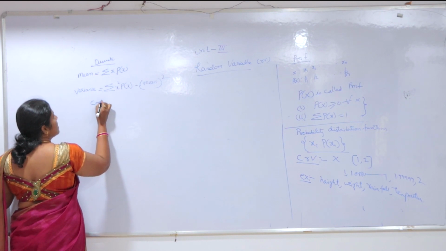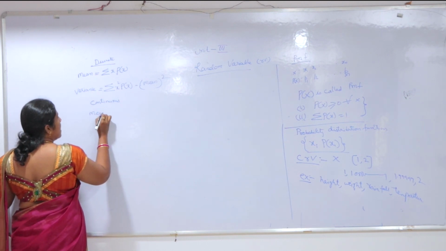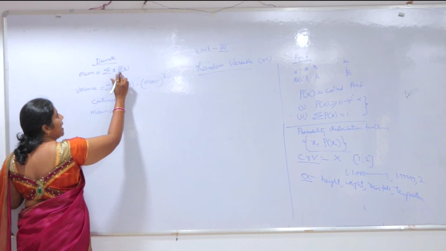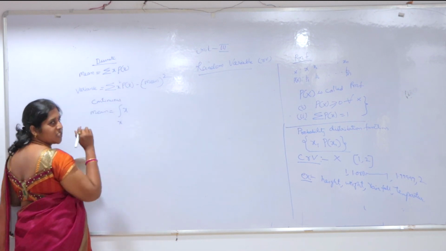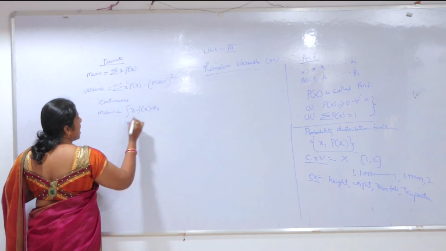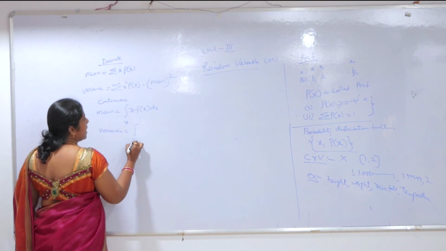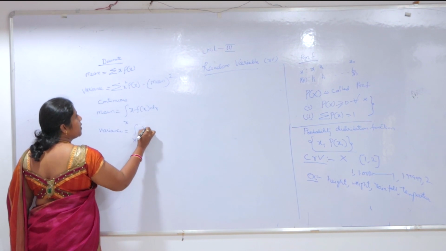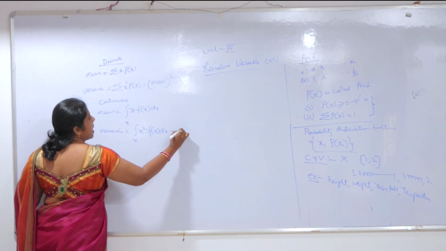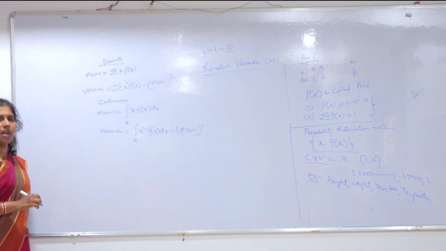Now for continuous case, you have same formulas, but in place of summation you get integral over x into, in place of P of x you should write the density function f of x dx, and for variance formula is integral over x square, in place of P of x you should write f of x dx minus mean whole square. So this is a formula for your variance.